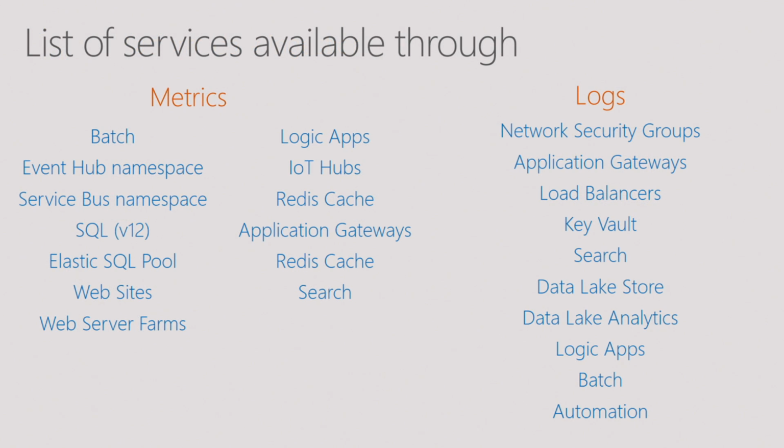These are the list of services that we have metrics and logs available. So items like Batch or SQL v12, Elastic Pools, or websites are all metrics that have lit up just in time for Ignite, as well as some of the logs like the updated automation for you to be able to see the usage data in there as well.